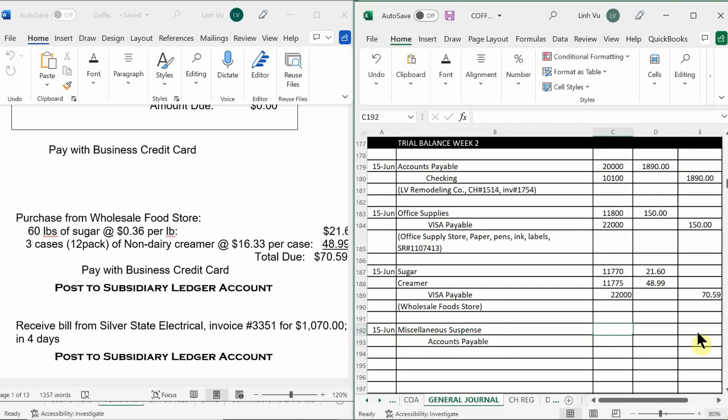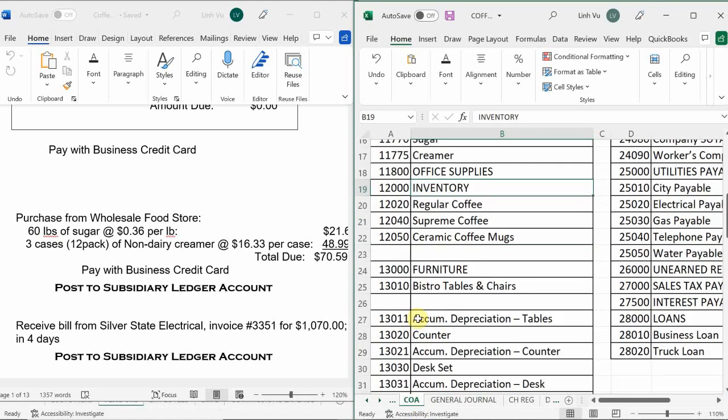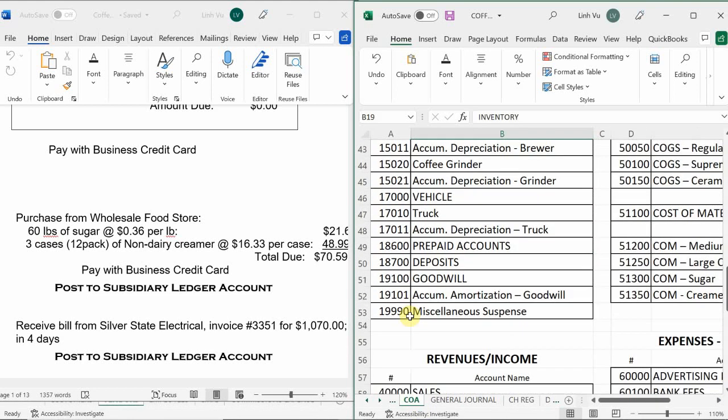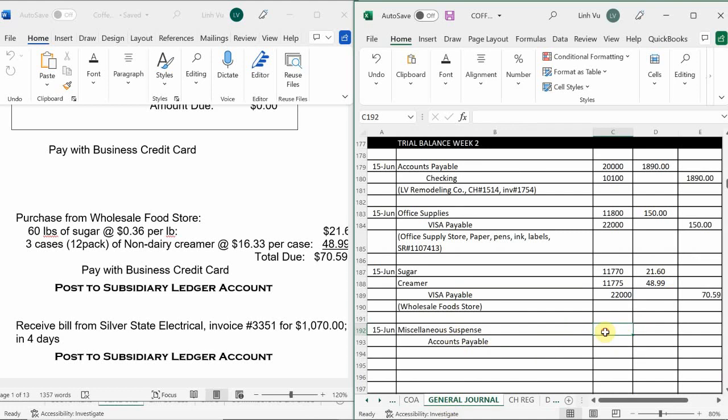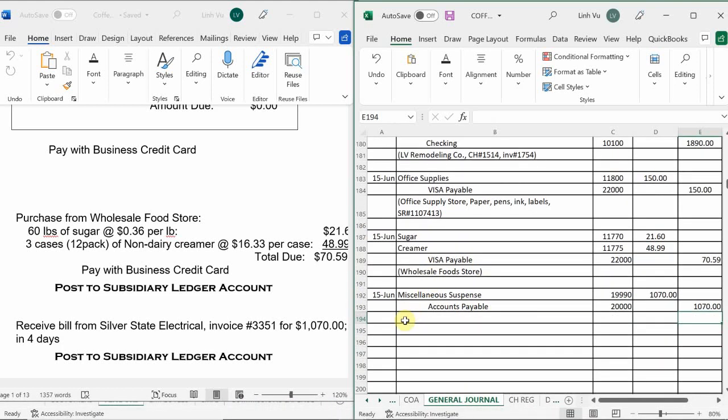Okay, miscellaneous. What account number is miscellaneous? $19,990. And accounts payable should be $20,000. How much do I owe Silver State Electrical? $10.70. Good. All right. How should I finish my journal? What description do I need to put in here to describe this transaction?